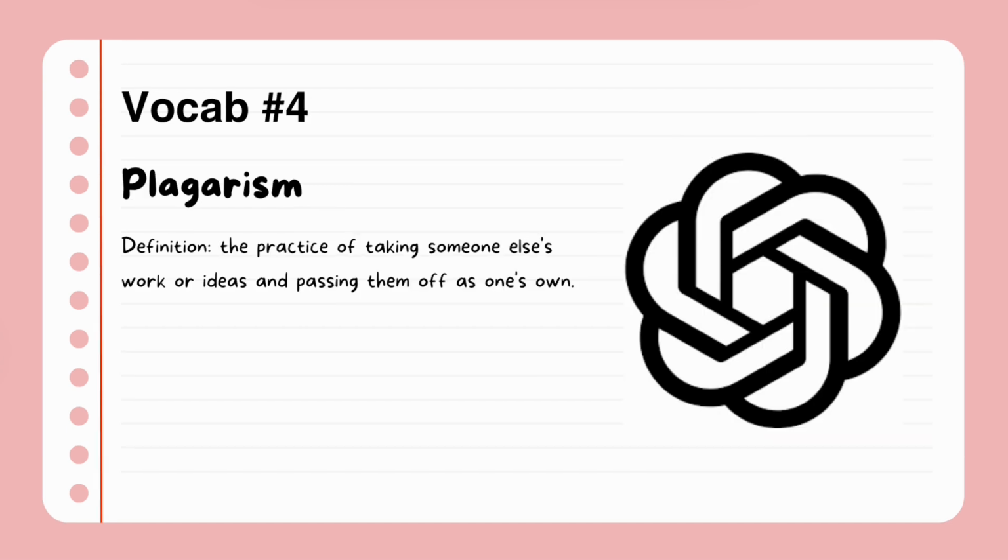Our fourth vocab word is plagiarism. The dictionary definition of plagiarism is the practice of taking someone else's work or ideas and passing them off as one's own. A great example of plagiarism that I'm sure we're all aware of would be ChatGPT. If we're doing an assignment and we want to use ChatGPT for it and we just copy and paste from ChatGPT, that's not your work, but it's ChatGPT's work, but we're still copy and pasting it and pretending it's our own. So that would be an example of plagiarism.